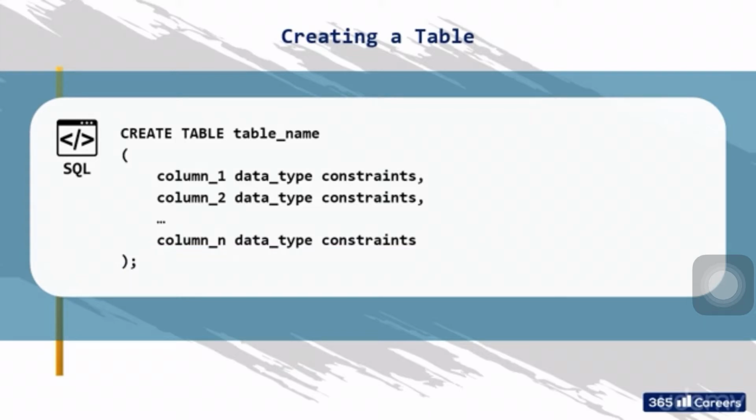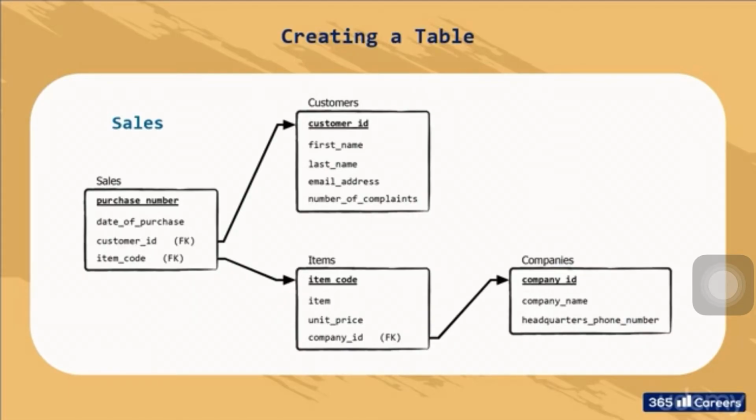Fantastic! Let's clarify this concept through an example in our cells database. Let's look at the relational schema and focus on the cells table. We will need to set up 4 fields, right? A purchase number, a date of the purchase, a customer ID, and an item's code. Cool. Let's begin.